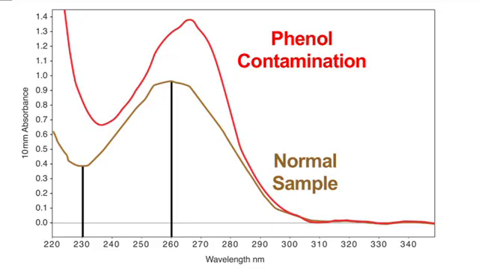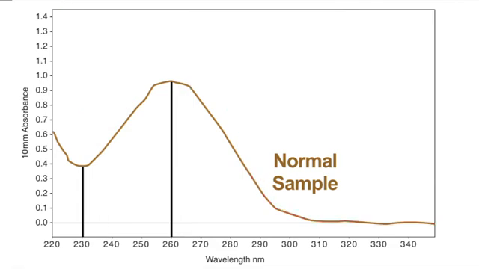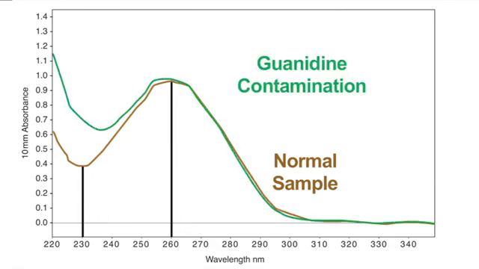In the case of phenol Trizol extraction, residual reagent contamination may be indicated by abnormal spectra between 220 and 240 nanometers, as well as by shifts in the 260 to 280 nanometer region. Conversely, residual guanidine from column extraction may contribute to a peak near 230 nanometers and a shift in the trough from 230 nanometers to approximately 240 nanometers.